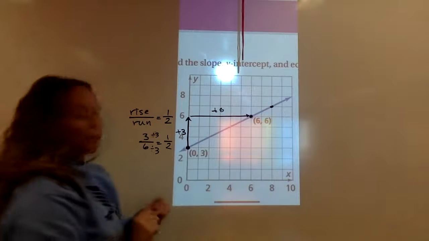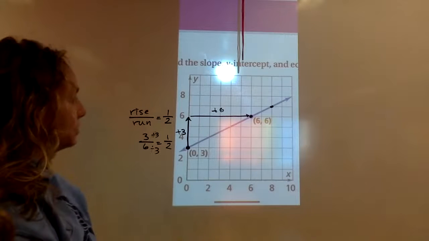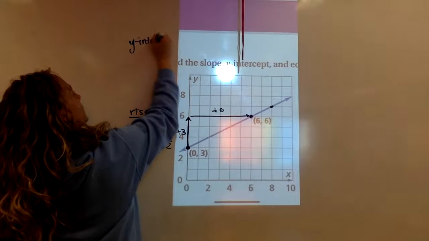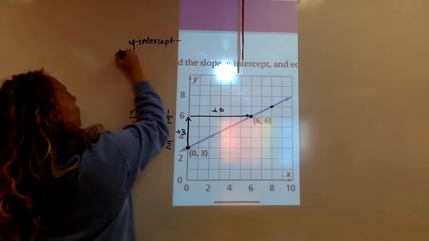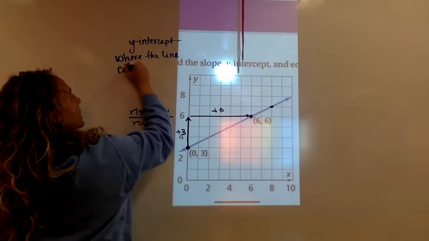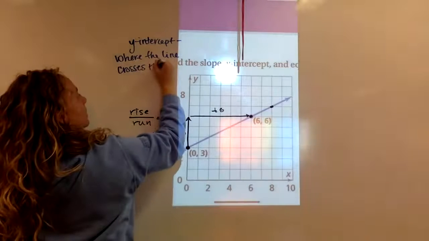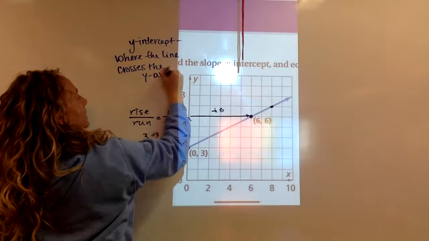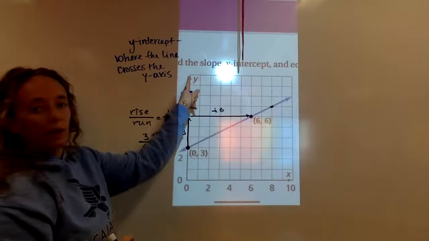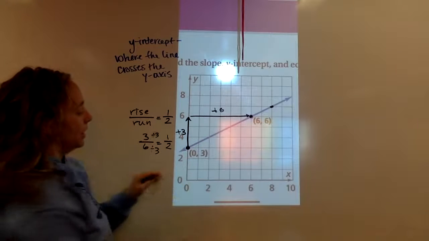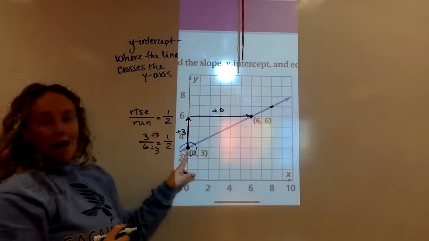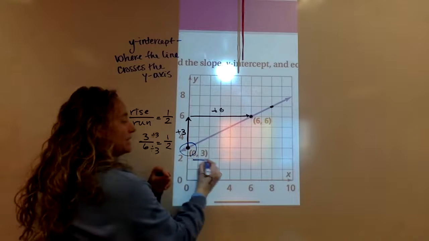What's also nice is we can usually find the y-intercept pretty nicely too. The definition of y-intercept is this, where the line crosses the y-axis. In this case, the y-axis is right here. It's this bold line on the left-hand side of our picture. This graph here crosses the y-axis at a point that's really easy to see at 0, 3.